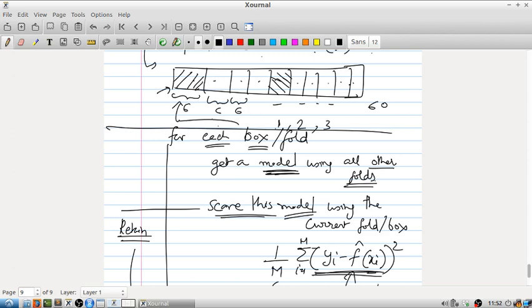How did we choose the 10? It's a choice.